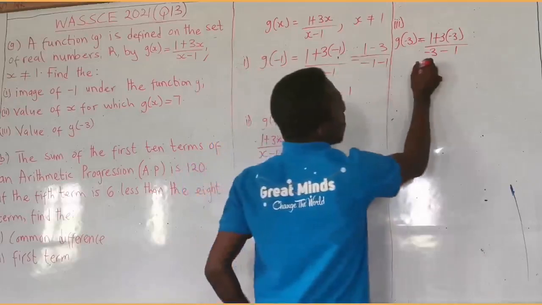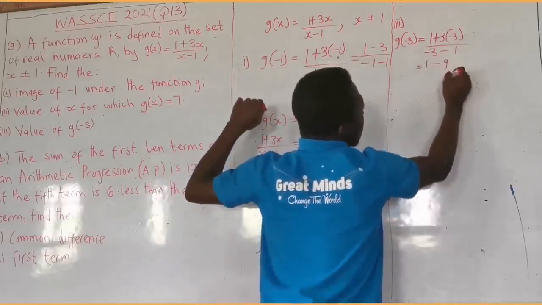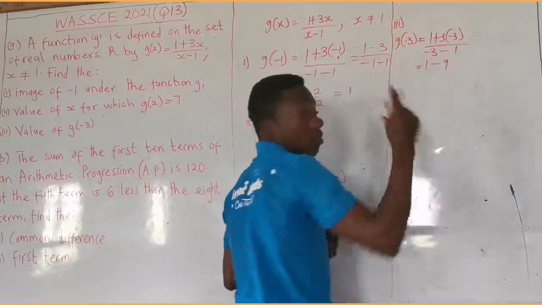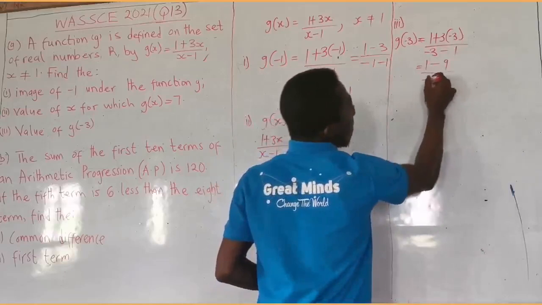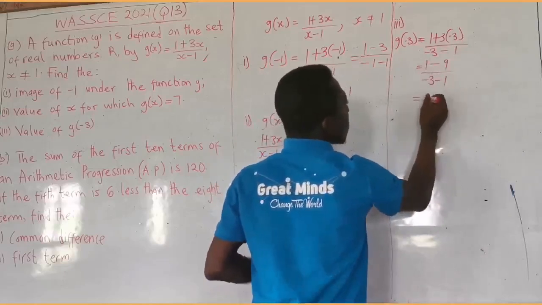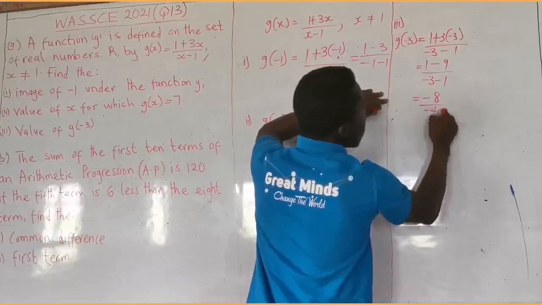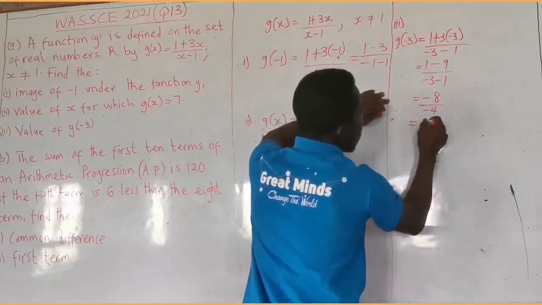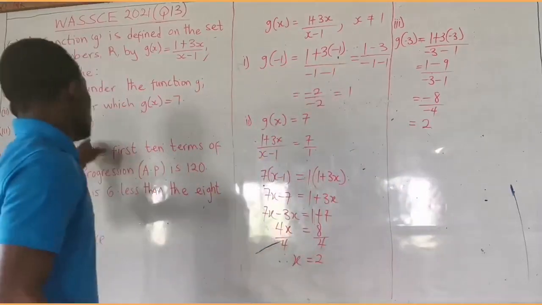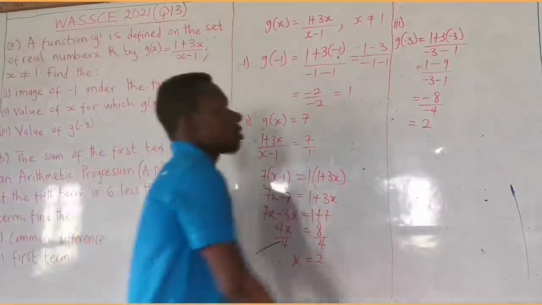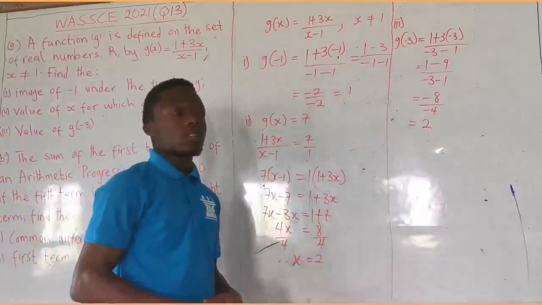Okay. So here it becomes 1 minus 9. 3 must have a negative, so it's going to be negative 9. The same thing here, negative 3, negative 1. So it becomes negative 8, right? Negative 4. And then we are going to get positive 2. So therefore the value of g into bracket negative 3 is positive 2. And you are going to go in this case.